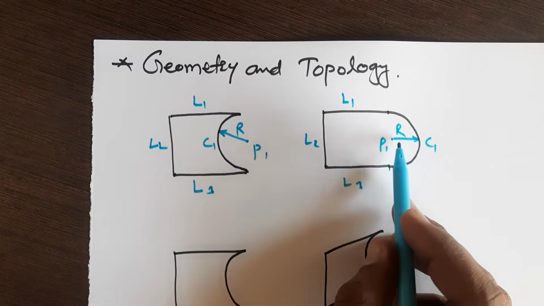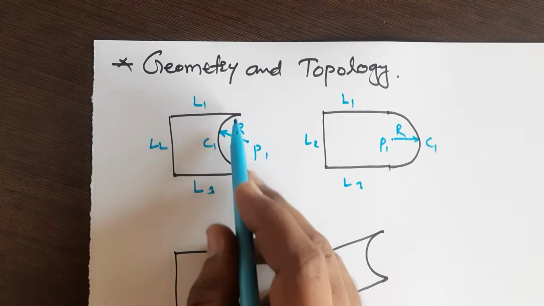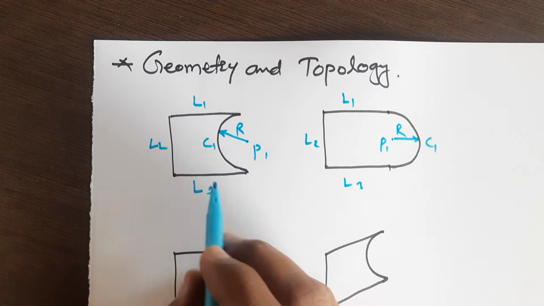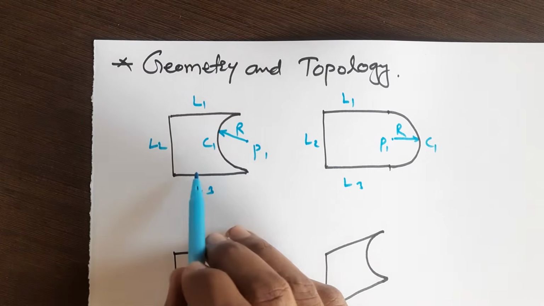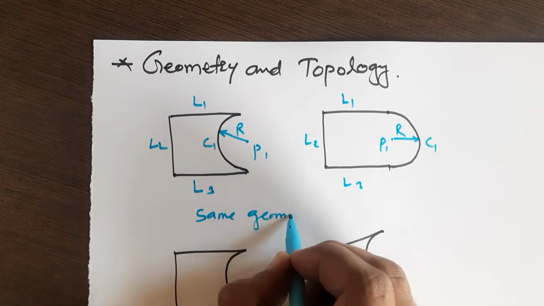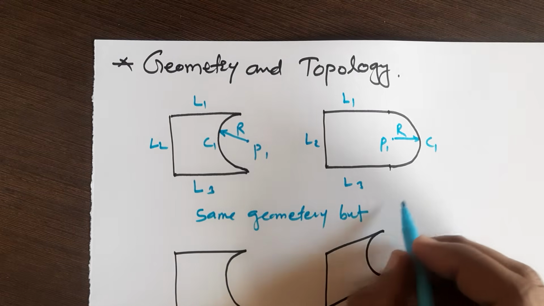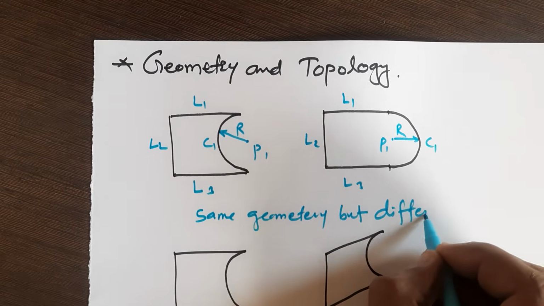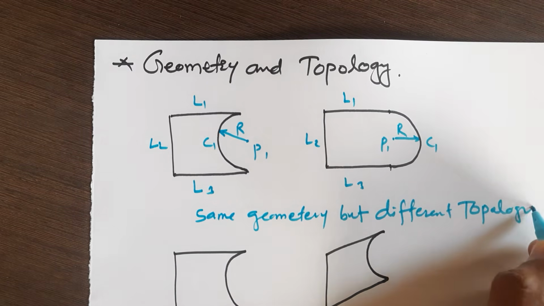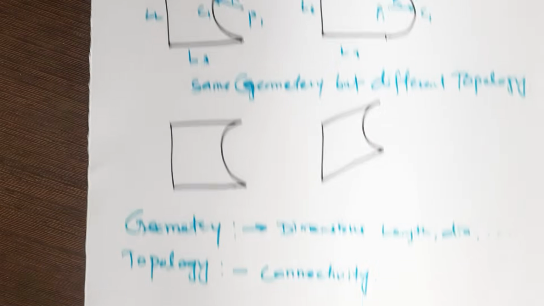So point P, if suppose it is inside the geometry, your circle will be like this. If suppose it is outside the geometry, the circle will be like this, a semicircle. Okay, so this is the difference between the different topology. So your geometry is same but the topology is different.